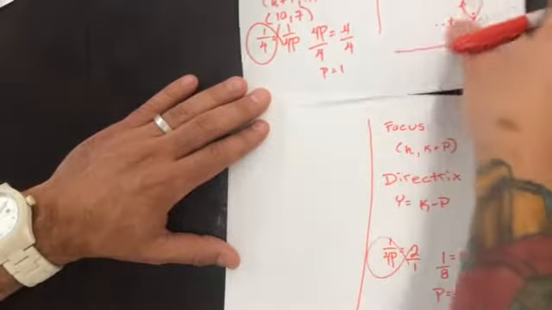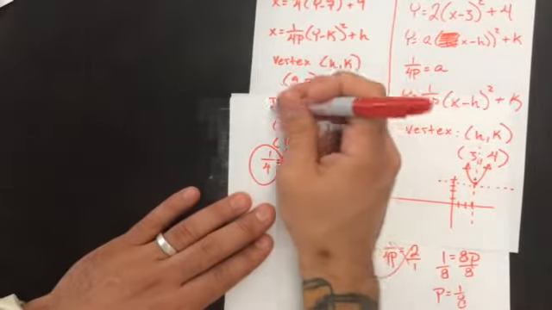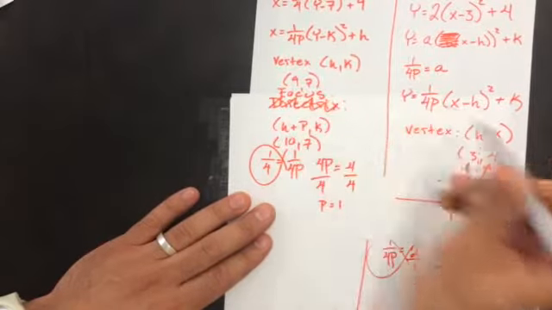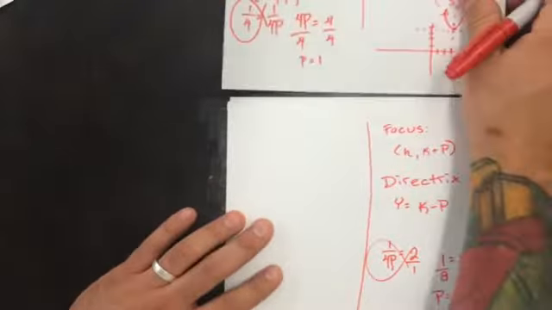Oh, I did that backwards. I apologize. That was the focus. I don't know why I said directrix. That's the focus. I apologize. Don't make fun of me. Don't bully me for that, okay?